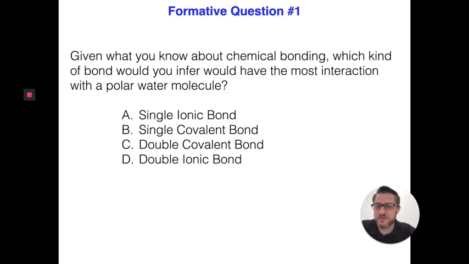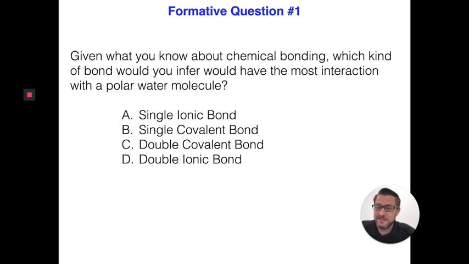So the first question, given what you know about chemical bonding, which kind of bond would you infer would have the most interactions with polar water molecules? Would it be A, single ionic bonds, B, single covalent bonds, C, double covalent bonds, or D, double ionic bonds? The answer here is going to be A, because if a water molecule is slightly negative and slightly positive, then it's going to interact with bonds that have charges. So those would be ionic bonds.